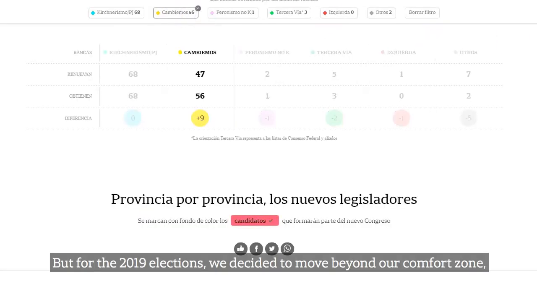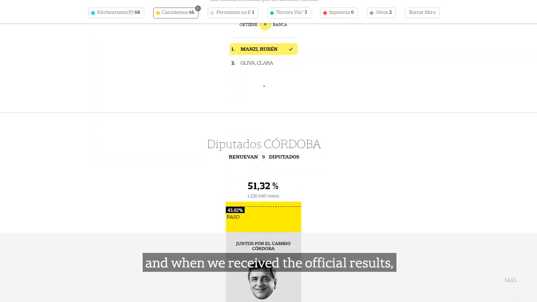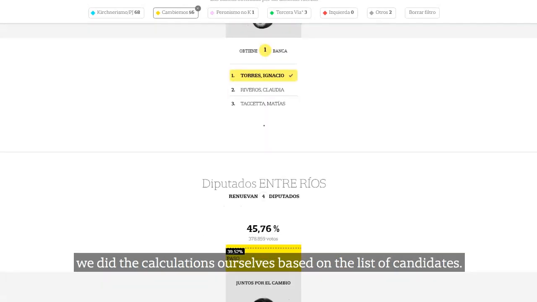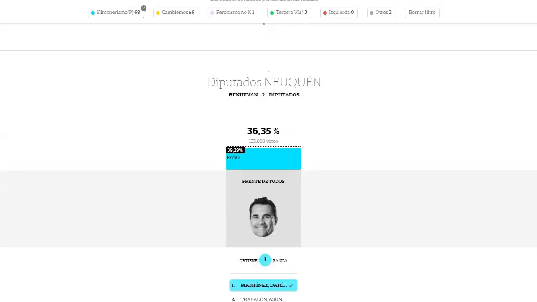But for the 2019 elections, we decided to move beyond our comfort zone, and when we received the official results, we did the calculations ourselves based on the list of candidates. We were the only news media to publish this information live.